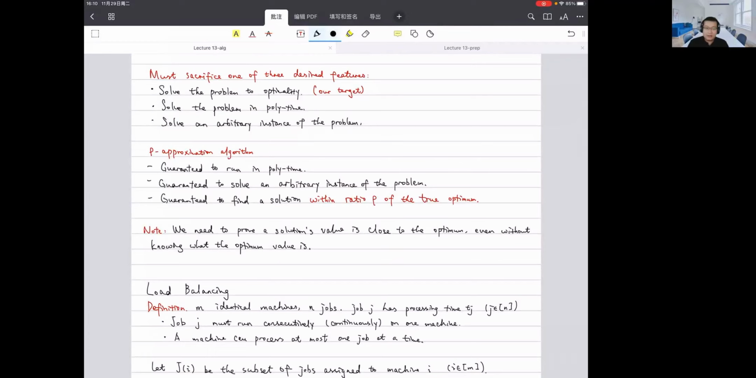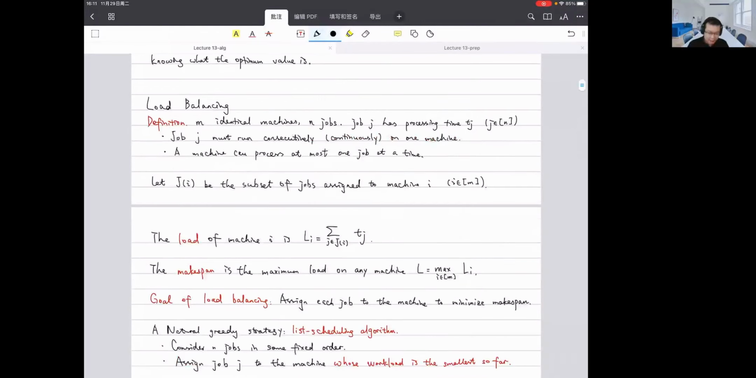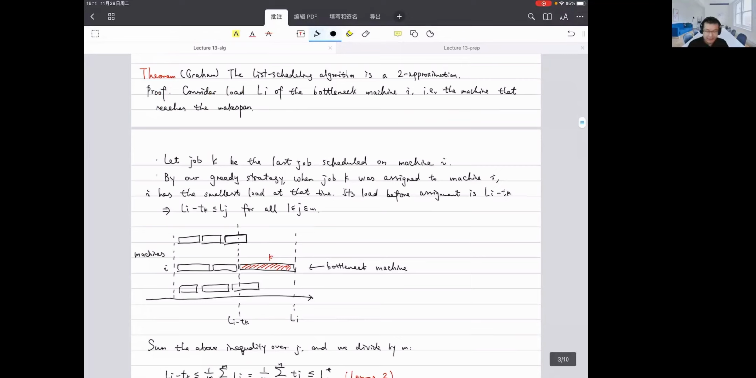So our target, in the strategy of approximation algorithms, is still that we can solve the problem in polynomial time and solve an arbitrary instance of the problem. But we probably cannot solve it to optimality. Instead, the definition of a rho approximation algorithm is that we solve the problem within a ratio rho of the true optimum. A very important point is that we need to prove that a solution's value is close to the optimum, even without knowing what the optimum value is. This is the proof we already showed in Graham's theorem, that this greedy scheduling strategy is a true approximation algorithm for the load balancing problem.